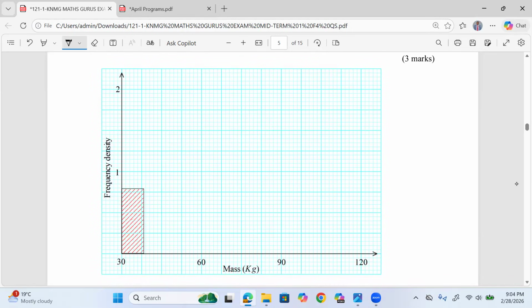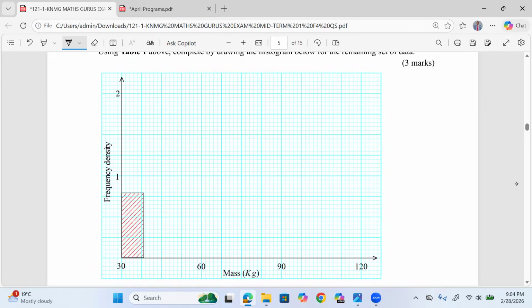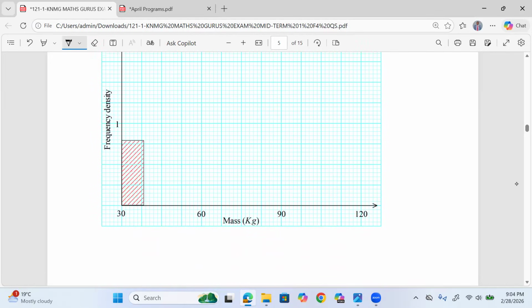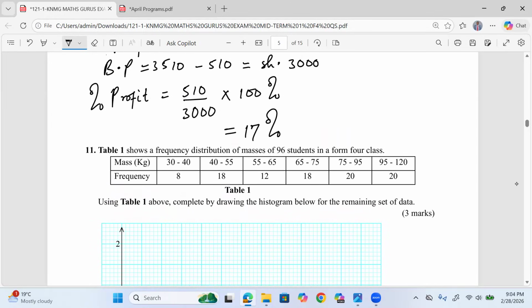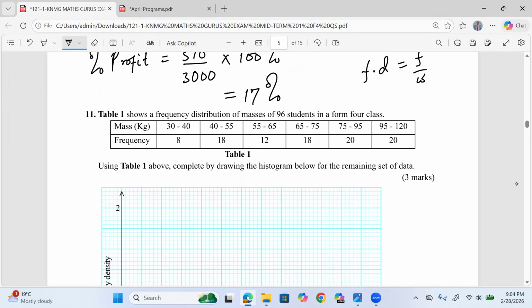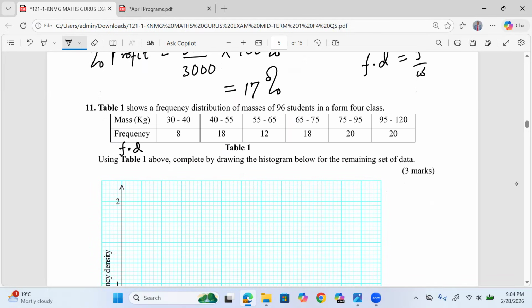And that is why what the examiners already tried to plot is frequency density against the masses, which is also the boundaries. So what we're supposed to know is that frequency density is given by frequency out of the respective class width. So frequency density should be calculated first, whereby in the first case, we have 8 out of a class width of 10. So 0.8. In the next case, 18 out of interval 15 from 40 to 55.